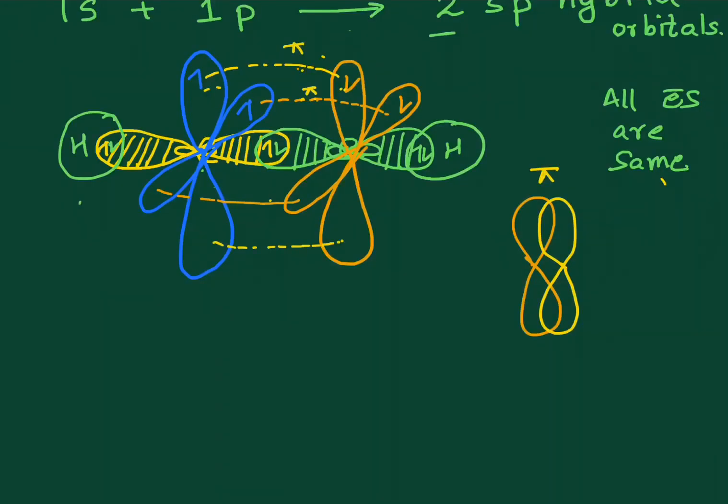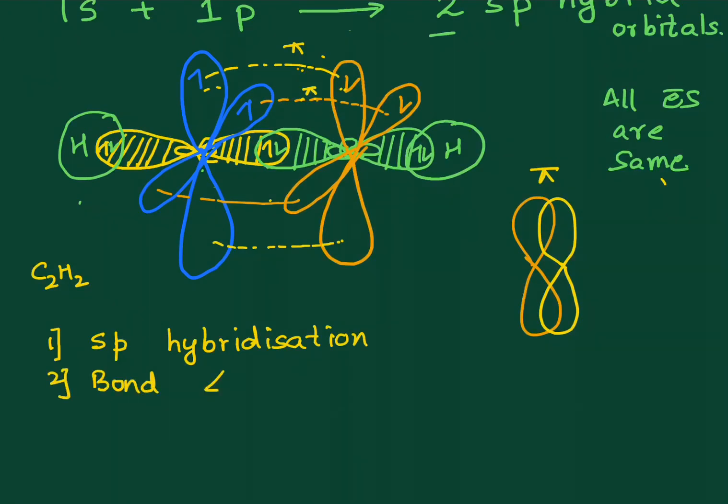Now that we've shown the hybridization, let's go and list down some of the important points regarding C2H2. So what is the type of hybridization that we have over here? Correct, it's sp hybridization. What is the bond angle? Again, see, when we are talking about bond angle, the angle between the bonded pairs, that's this one, right? This, which is, how much is it? Perfect. It is 180 degrees.